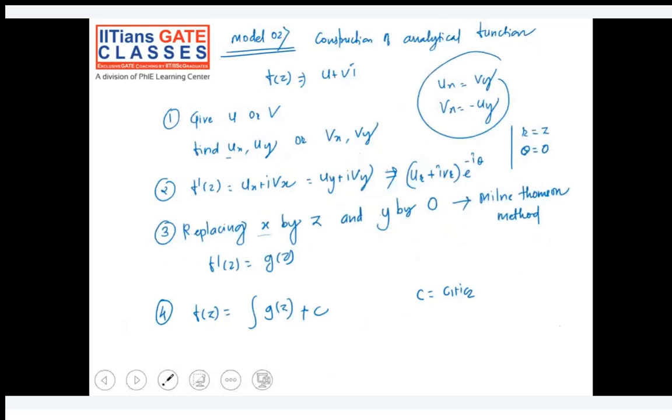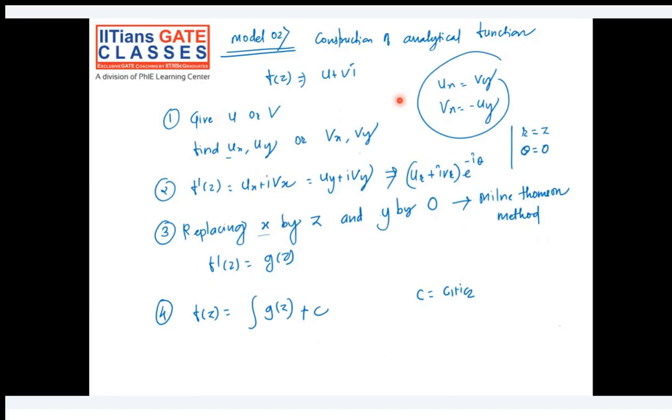You know, analytical function f of z will look like u plus vi. So in order to construct the analytical function, they should either give us the value of u or the v. So if u is given or v is given, we are supposed to find the rest. If u is given, we are supposed to find v. If v is given, you are supposed to find u, and then combine them and get the analytical function. Okay. That is one way of solving the problem.